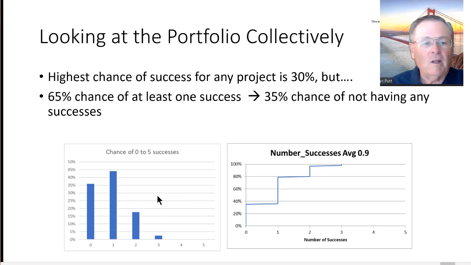So looking at the portfolio collectively, just looking at all of them, the highest chance of success for any project is 30%, but there's a 65% chance of at least one success and a 35% chance of having no successes. So over here we can see the distribution. Here's the 35%, and here's the 65%. 65% is actually the sum of these 3 things, isn't it? So roughly a little bit less than 45% chance of having one success. And this is shown on the CDF.